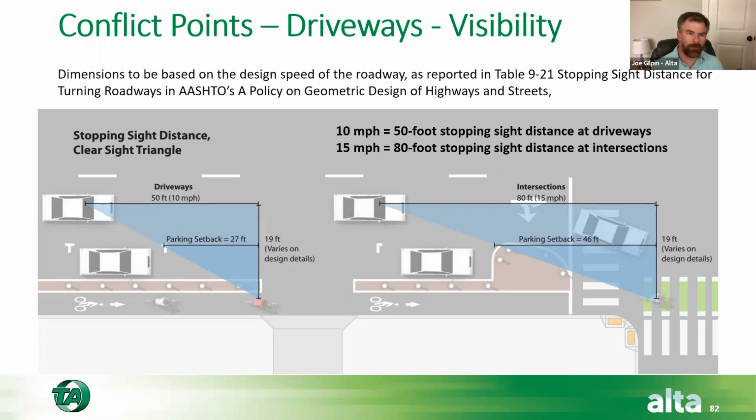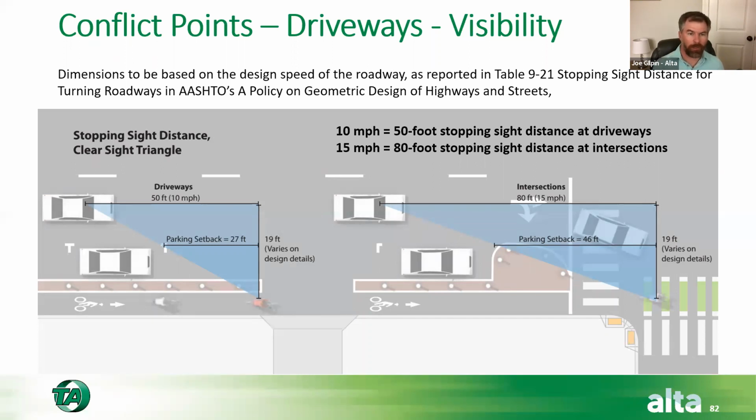And we used the guidance in the AASHTO Green Book on basically turning vehicles and what type of turning speed that you're designing for from a driveway and for a minor side street. And using the 10-mile-an-hour and 15-mile-an-hour turning speed for both of these cases, we were able to kind of back our way into figuring out what that parking setback means.